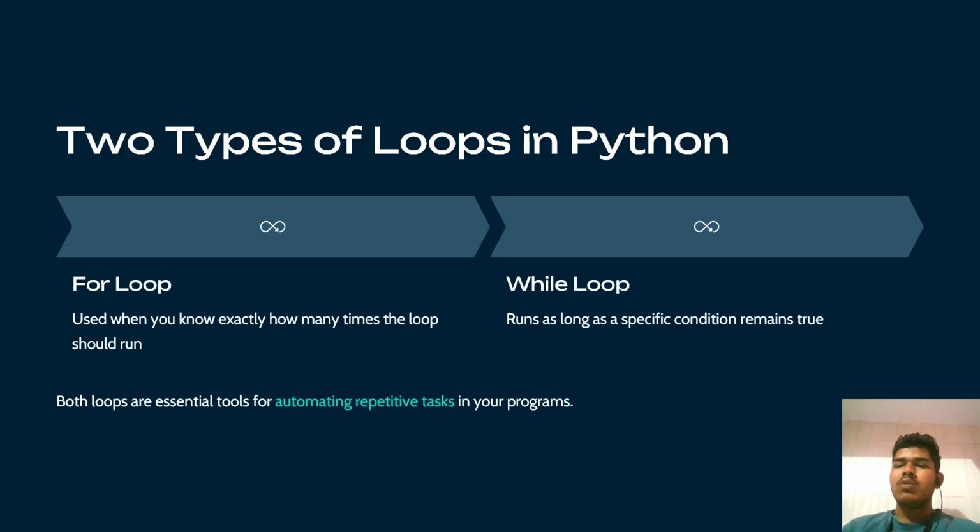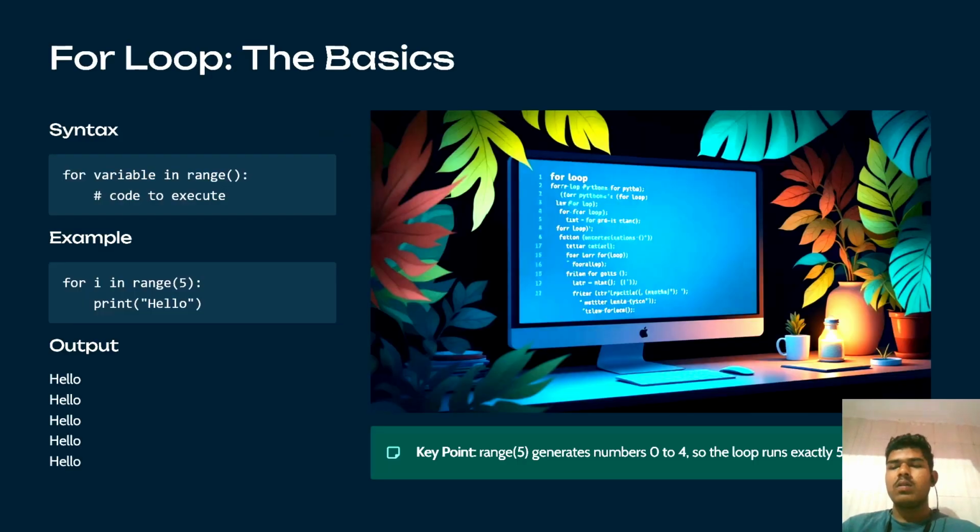So in Python there are two types of loops. First one is for loop and second one is while loop. Both loops are used to automate repetitive tasks in a program. First, let's talk about the for loop.